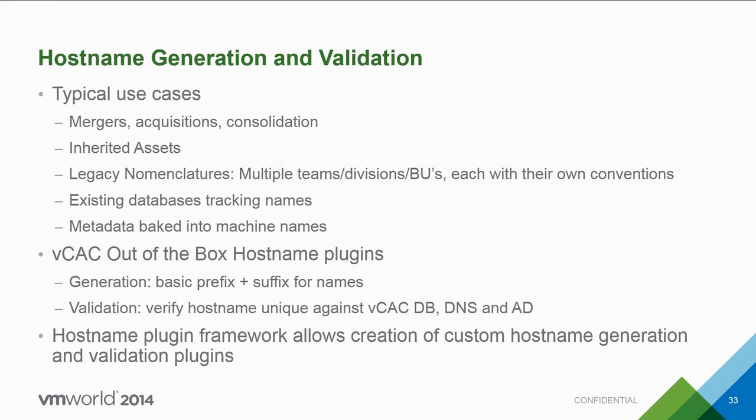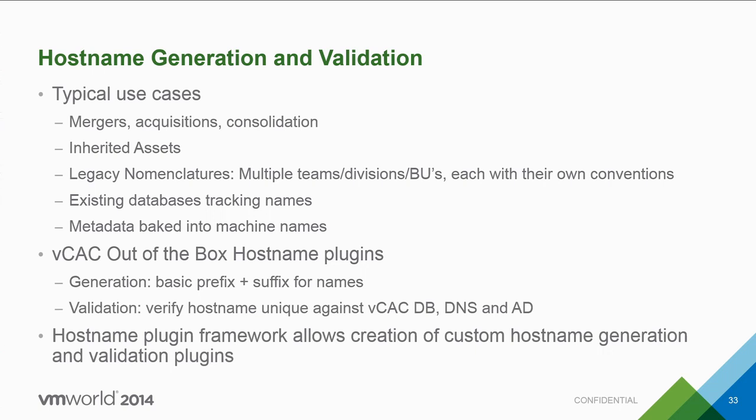The model manager extensibility includes a lot of different things. The model manager itself is more or less the data access layer with the security built in. So it allows you to do a lot of different things, including one of the extensibility points, which is hostname generation and validation. When you request a machine, you will need to provide the machine name, and you need to make sure that if the machine name is generated, it's unique. So vCloud Automation Center has out-of-the-box capability to generate the name and validate the name.